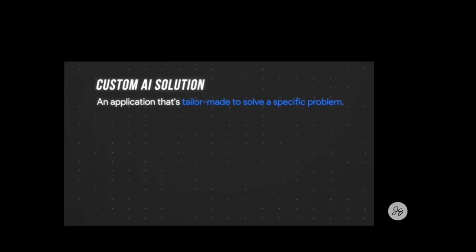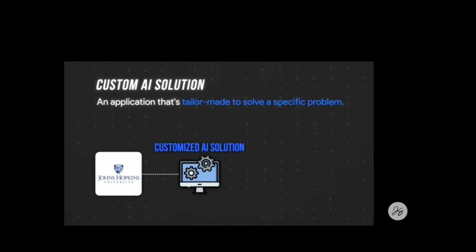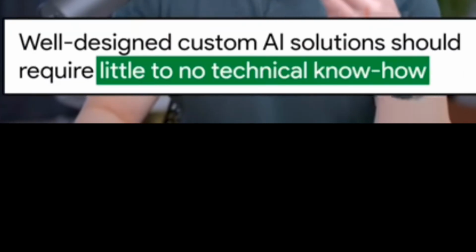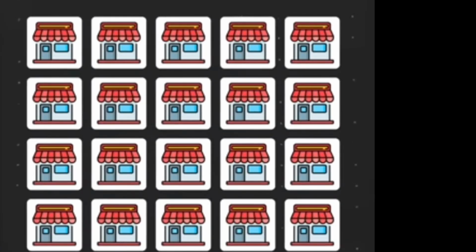For instance, Johns Hopkins University developed an AI system with the sole objective of detecting sepsis. This custom AI solution improved diagnostic accuracy from 2 to 5% to an average of 40%. And if you're like me and have no technical background, you might think, oh, custom AI solutions are extremely technical and I'll probably never have to use them in the workplace. In reality, the opposite is true because well-designed custom AI solutions should require little to no technical know-how.